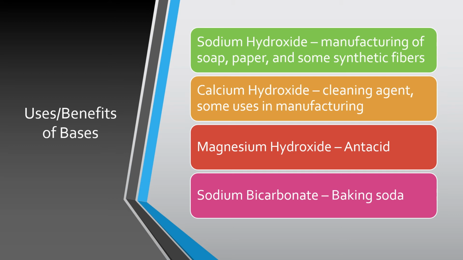Calcium hydroxide is a cleaning agent, but it also has some uses in manufacturing. Magnesium hydroxide is an antacid, which helps with indigestion and heartburn. And sodium bicarbonate is better known as baking soda, which has unlimited uses within the household, at least according to Arm & Hammer.